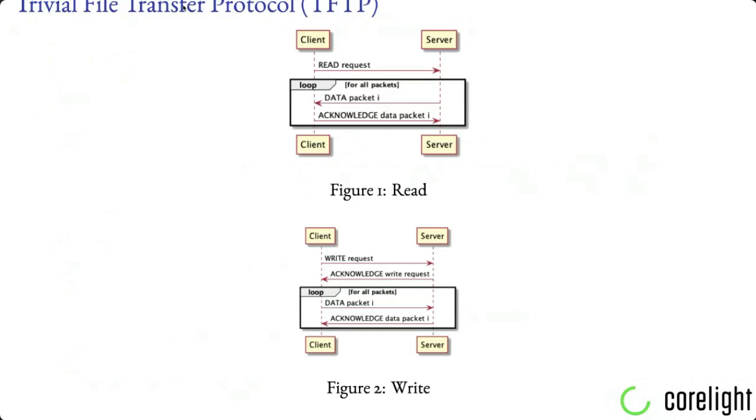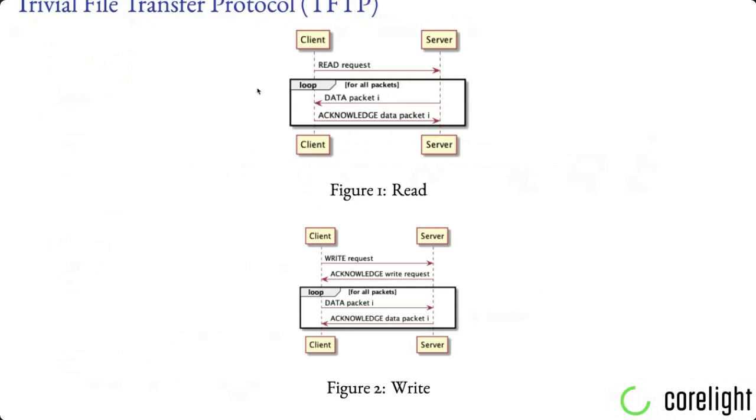So it's the TFTP protocol, which is basically a protocol to transfer files, and it's kind of simple. We have two requests that we want to look at. We have a read request, where a client asks a server to read some file on the server. And then the server would, for example, respond with a set of packets and then finally close off that connection.